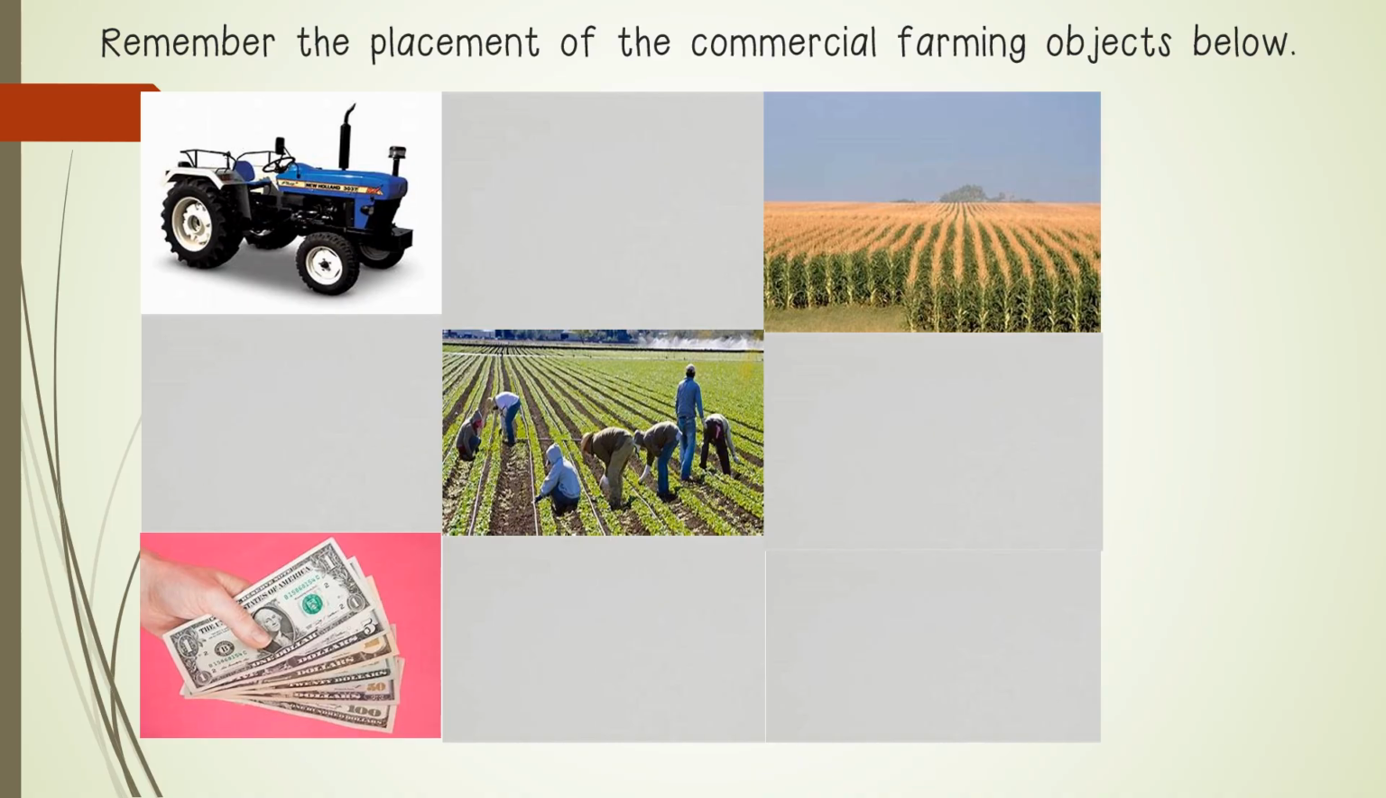We are now going to be playing a short memory game. It states, remember the placement of the commercial farming objects below. We have the tractor, the field with wheat, people working on the land, and we have money. I need you all to remember where these objects are placed and in which block they are for our next slide.